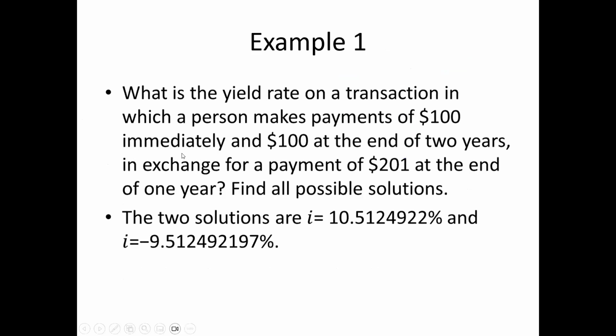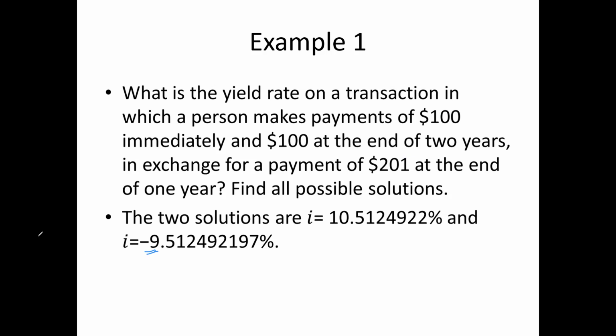Let's look at a bunch of examples. What is the yield rate on a transaction in which a person makes payments of $100 immediately at time zero and $100 at the end of 2 years in exchange for a payment of $201 at the end of 1 year? For this problem, we're looking for all possible solutions. Maybe you have a negative number, which doesn't make much sense in reality, even though occasionally it happens in the history of, well, human beings, I guess.